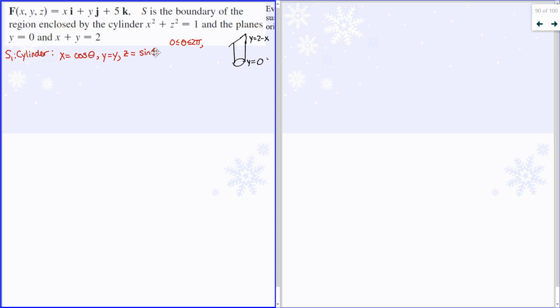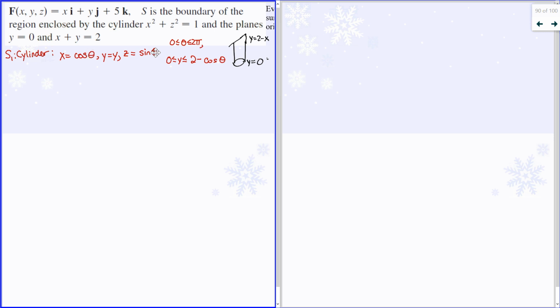What are the limits on y? Y is 0 to 2 minus cosine theta, because we're orienting everything in terms of our parameters theta and y. So we have y bounded on the bottom by 0 and on the top by this plane 2 minus x, and x is cosine theta. Questions on that?